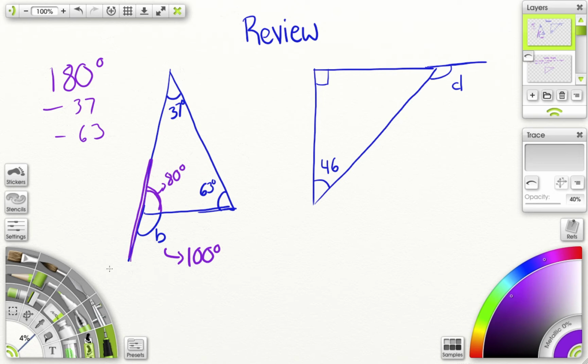Let's try this triangle right here. First of all, in order to find out what D is, this angle D, I need to figure out what this angle right here is.